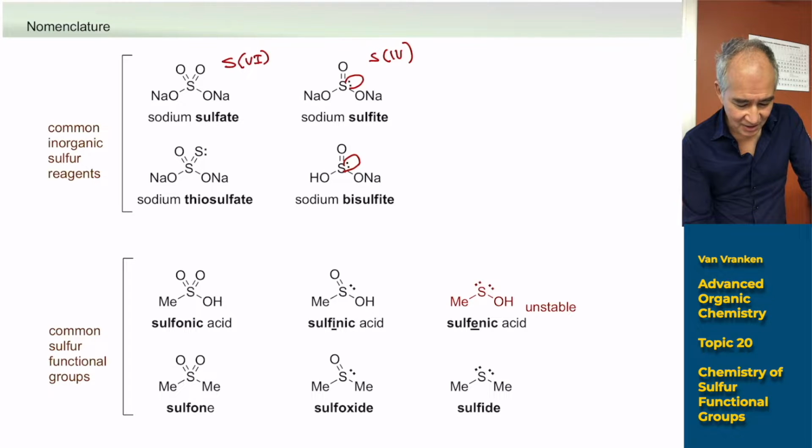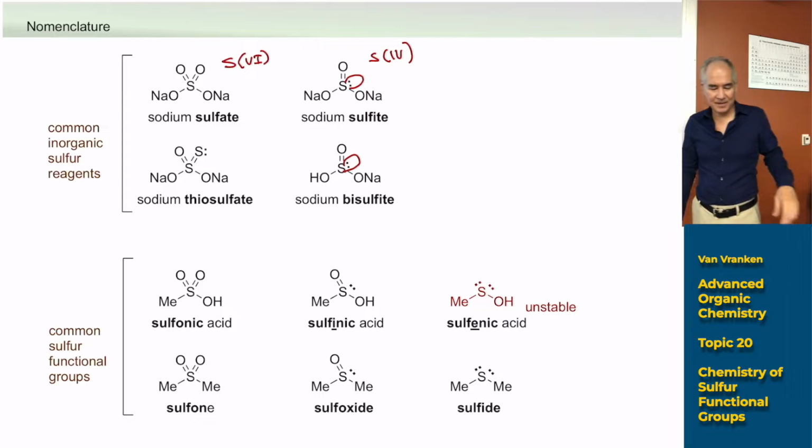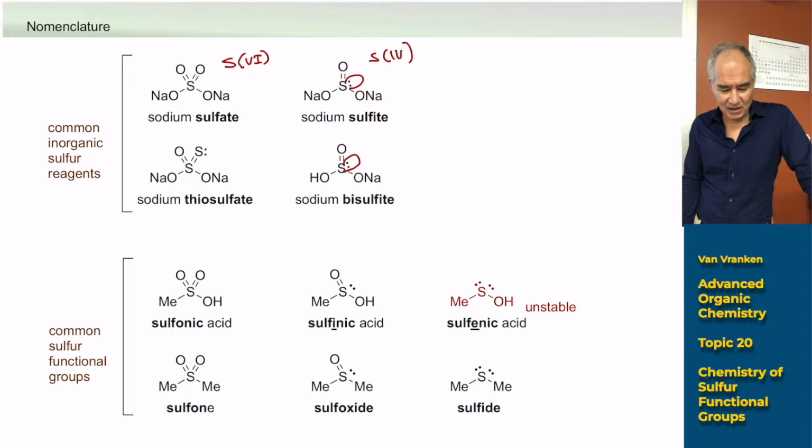The oxidation state here depends on having more electronegative substituents like oxygen bound to the sulfur. But now the carbon here is a little bit less electronegative, so we can't use the same oxidation state numbering. So I'm not going to try to assign these as sulfur 6 versus sulfur 4. But let's go ahead and talk about the naming here.